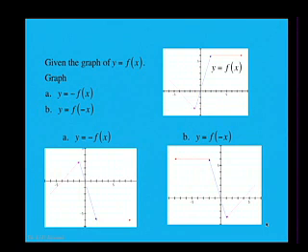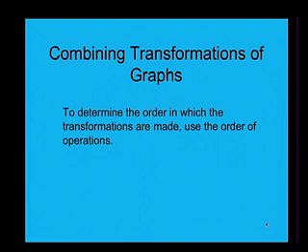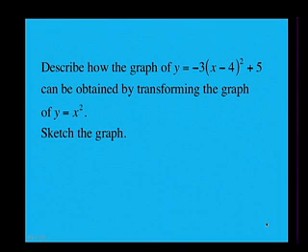What I'd like to do next with you is explore what are called multiple transformations. That is to say, we're going to combine the different kinds of stretches or reflections or shifts that we've been looking at today so that we're doing more than one of them at a time. So let's take a look at combining multiple transformations. To determine the order in which you combine the transformations and the order in which they are made, you use the order of operations. So let's look at an example of this.